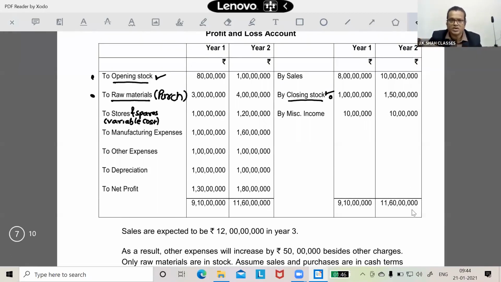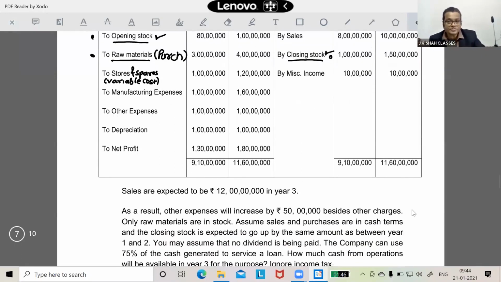Okay. Now what are you told? Sales expected are how much in year 3? 12 crores. Okay. As a result, other expenses will increase by how much? 50 lakh. Check out for other expenses. Right now it is how much? 1 CR. Okay. So in year 3, it will become how much? Year 3, it will become 1.5 CR.